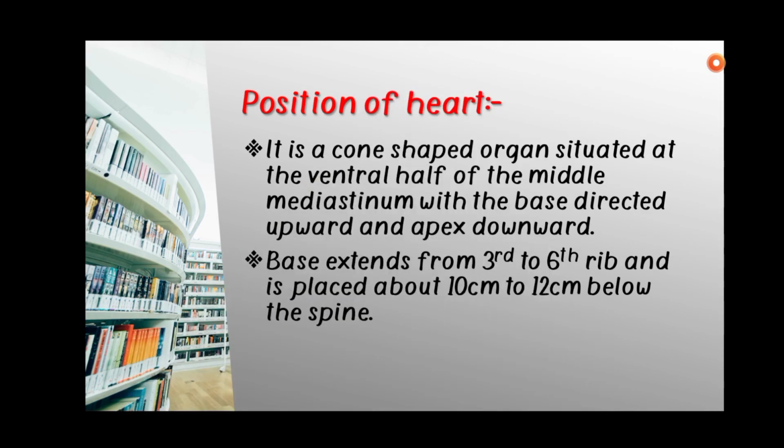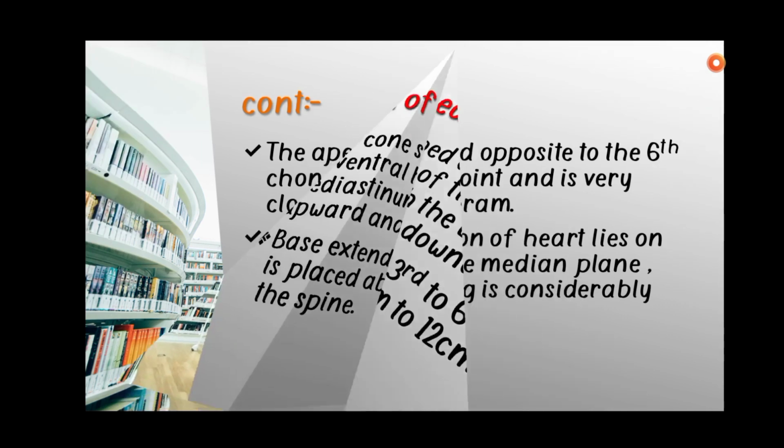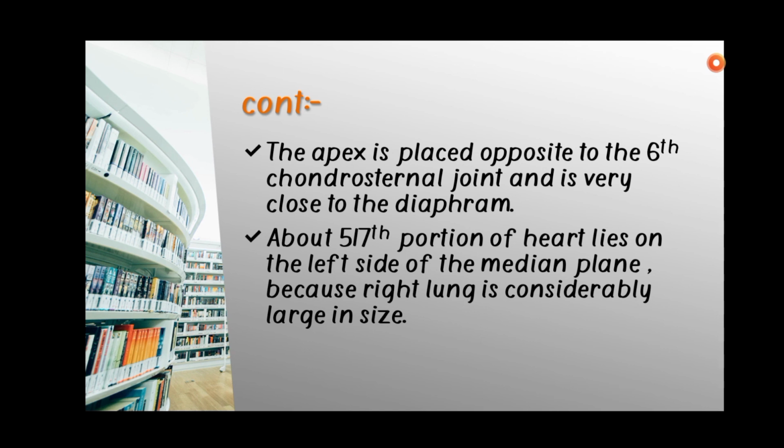Then the position of the heart. We all know that the heart is a conical organ situated at the ventral half of the middle mediastinum with the base directed upward and the apex downward. The base extends from the third to the sixth rib. Are you imagining that? Third to sixth rib. The base is placed about 10 cm to 12 cm below the spine. Then the apex is placed opposite to the sixth chondrosternal joint and is very close to the diaphragm.